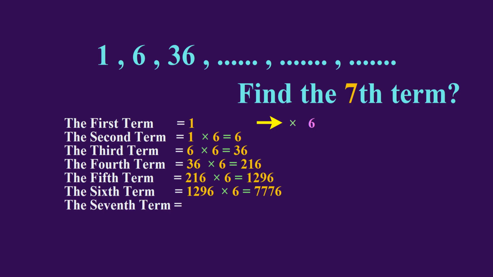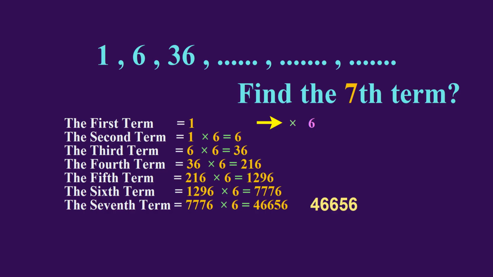7776. And the seventh term is 7776 times 6, which equals 46,656. And for our problem, we want to get the seventh term, which equals 46,656. And this is the solution by using the manual method.